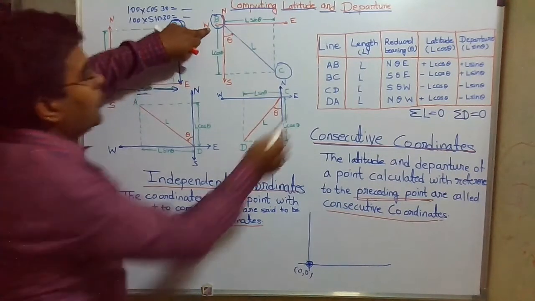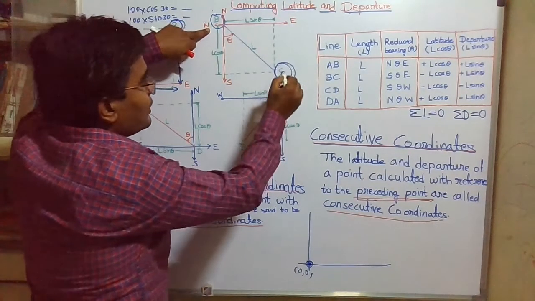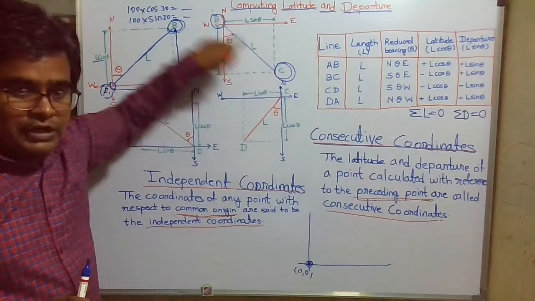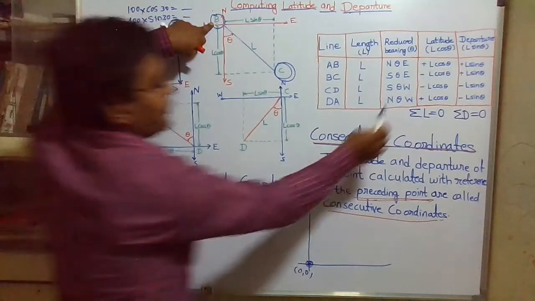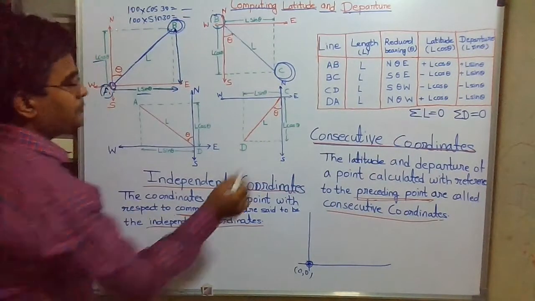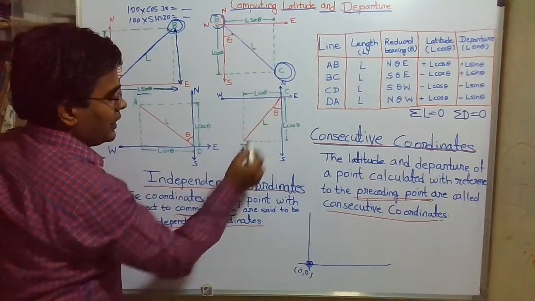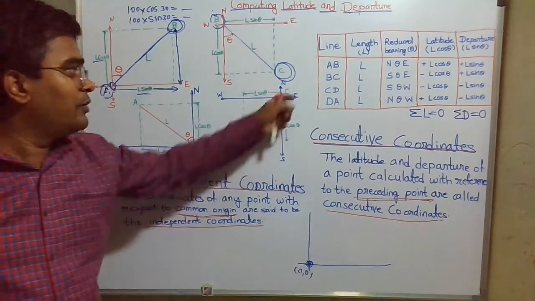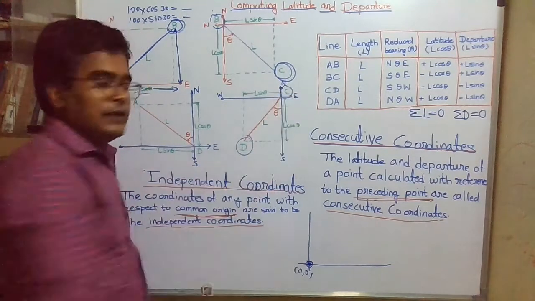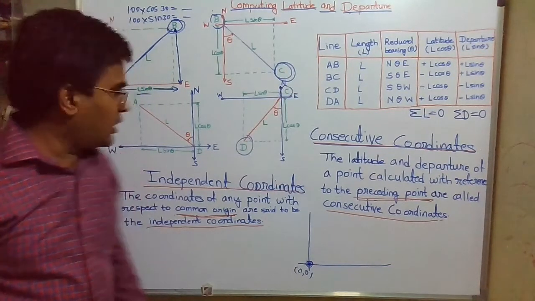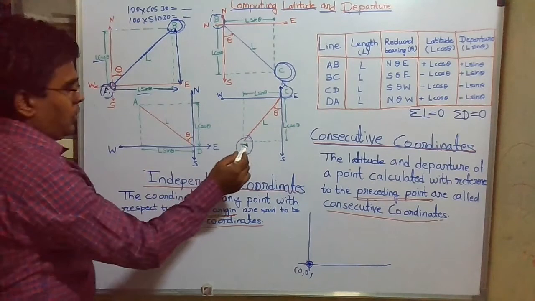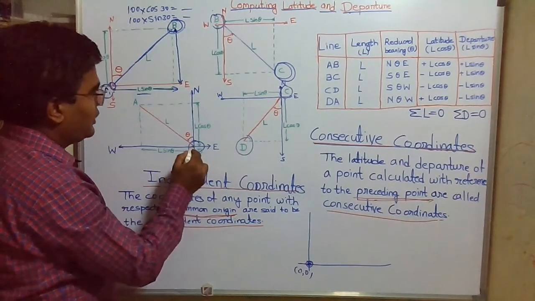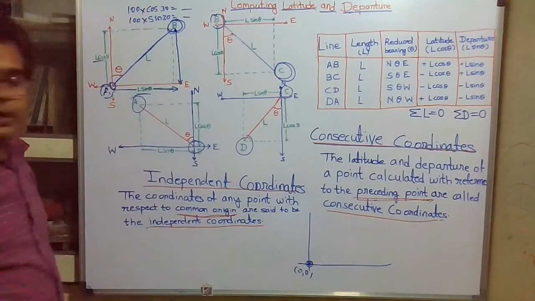Then we are calculating the coordinates of point C with respect to B. That is L cos theta, again L sin theta. Again, for the CD line we are calculating the coordinates of point D with reference to point C. Now we have got the coordinate of point D, and here we can check from D to A, the coordinate of A.